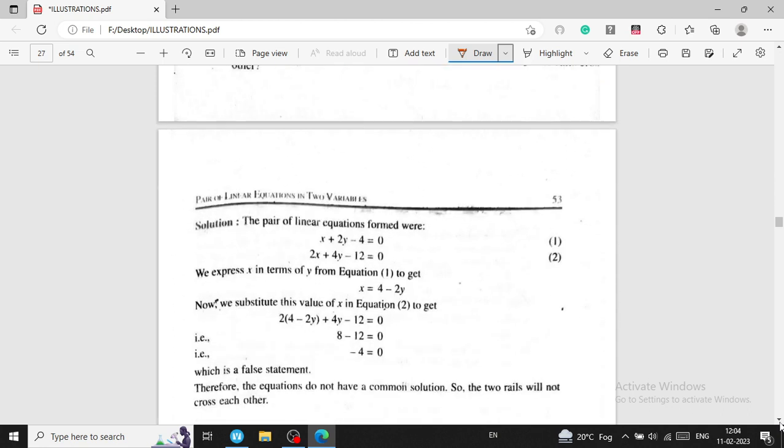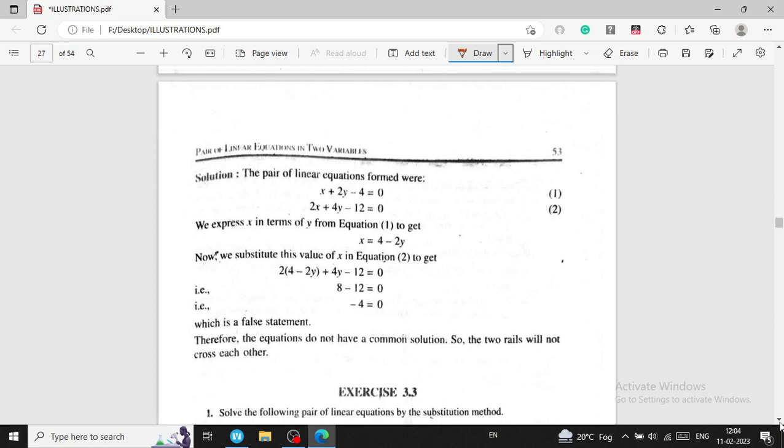Now we will take the same previous example: x plus 2y minus 4 and 2x plus 4y minus 12. First of all, from the first equation we will find the x value. x is equal to 4 minus 2y, and then we substitute this value in the other equation: 2 times (4 minus 2y) plus 4y minus 12. 2 fours are 8, 2 twos are 4y, plus 4y minus 12. Cutting this value with this, we will find minus 4 is equal to 0.